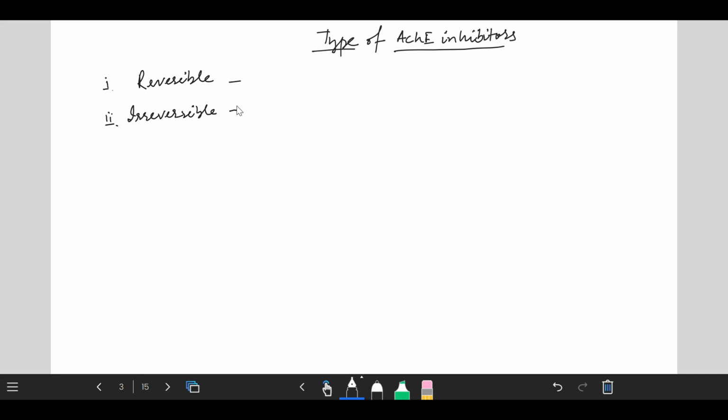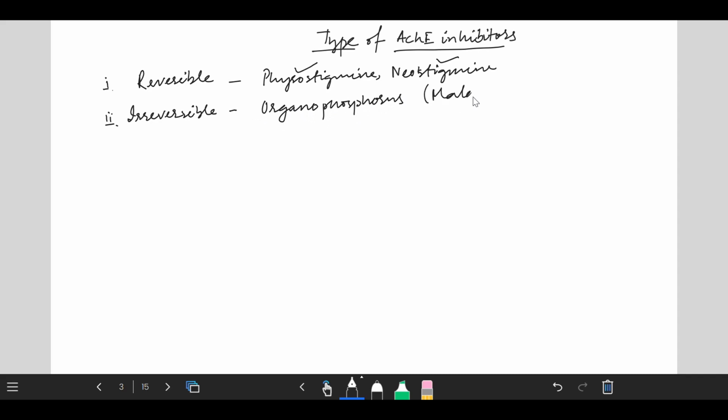I will provide a few examples. You will learn a lot of examples from the books. Physostigmine and neostigmine are the reversible inhibitors. Among these, physostigmine is natural and neostigmine is synthetic. And irreversibles are organophosphorus compounds, that are malathion and parathion, etc.